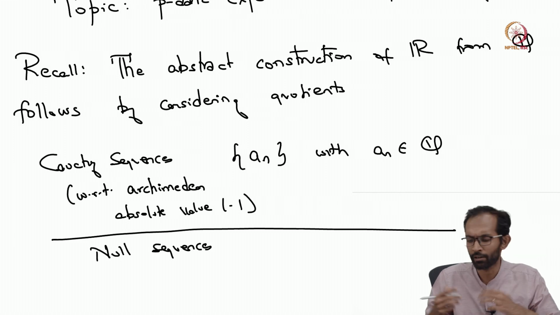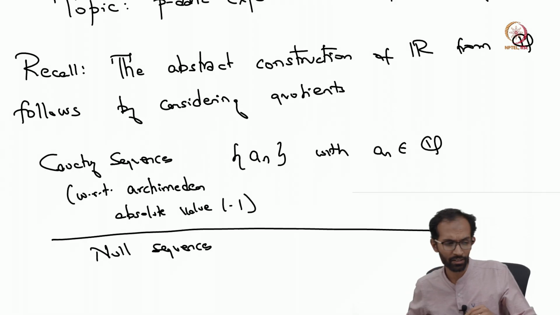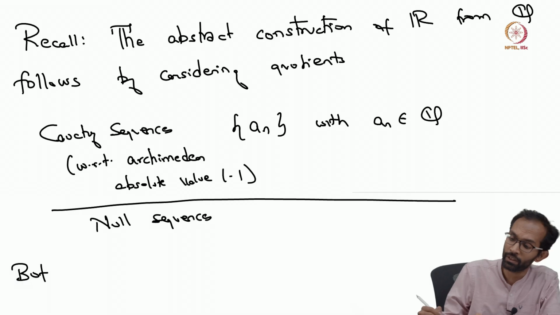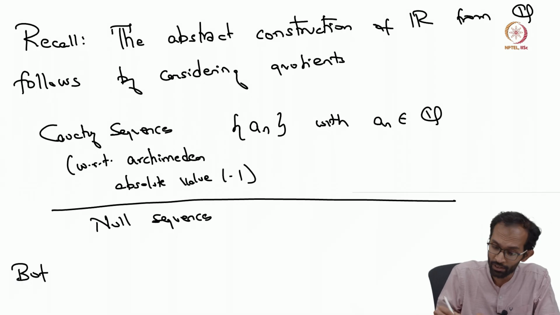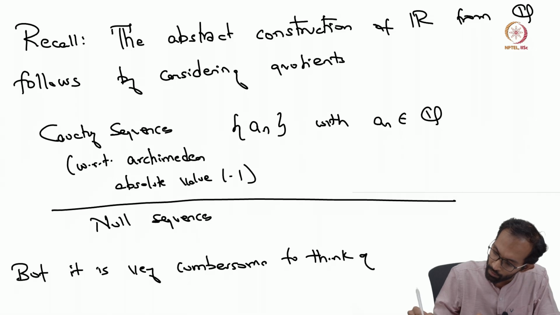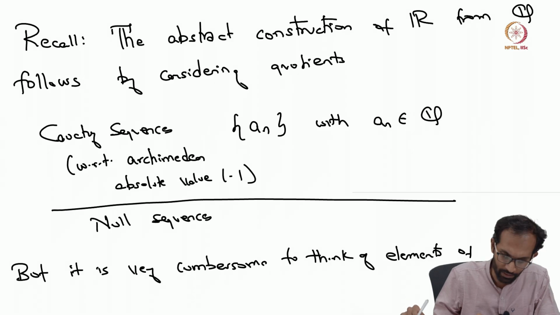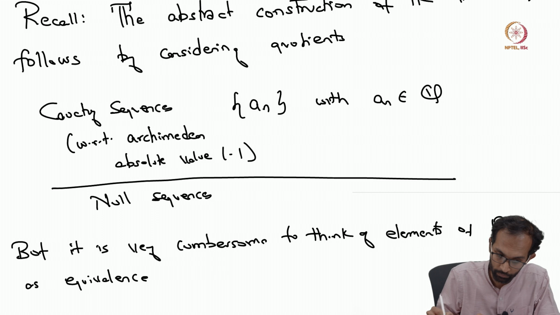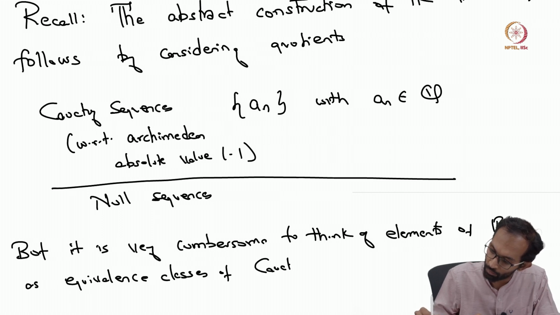Okay, so this is an abstract construction to show that R exists, but no one really thinks of a real number as an equivalence class of Cauchy sequences. So it is very cumbersome to think of elements of R as equivalence classes of Cauchy sequences.